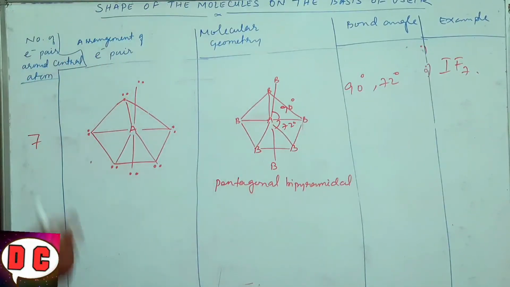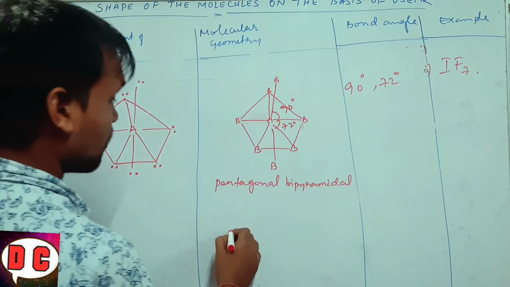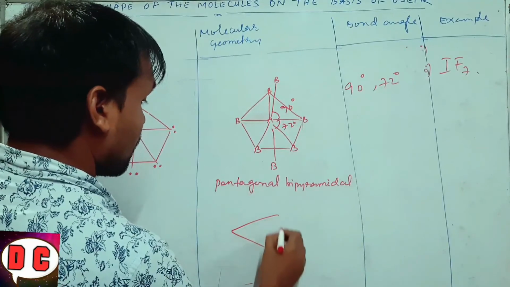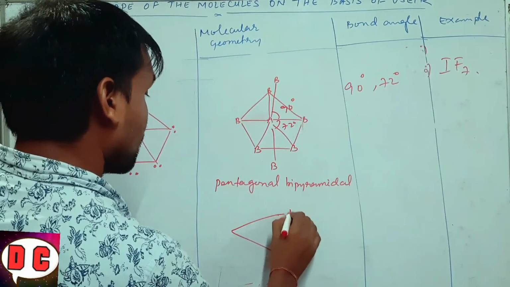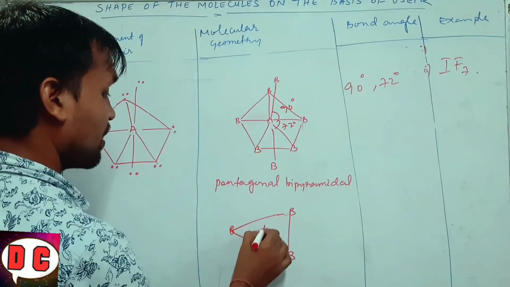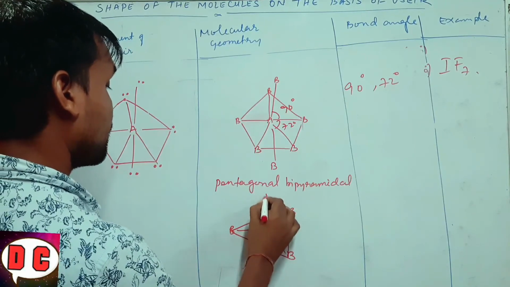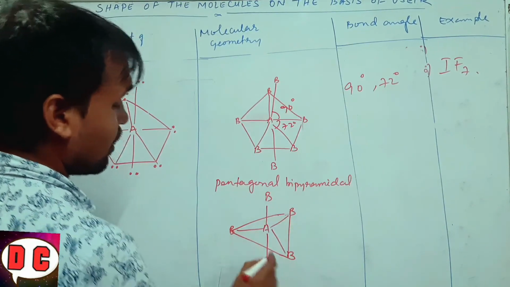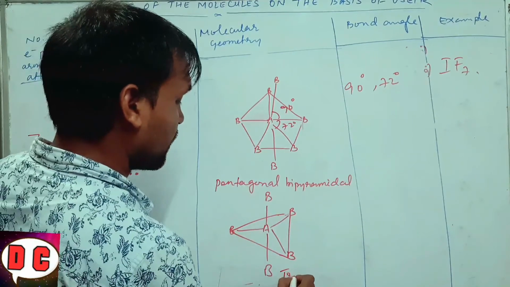Dear students, I made a mistake in the 5-pair case. That fifth one I have drawn this way. Please all of you rectify it. B, B, B, here it is A. This way it is coming, here it is B, and here it is B. This is not called pentagonal, I have written pentagonal there, it should be trigonal.